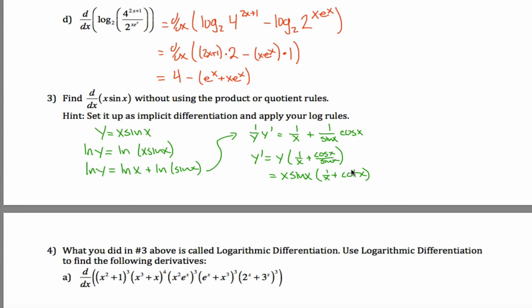Yeah, I'll show off cosine over sine. I know that's cotangent, so I'll write that like that. But here's y prime, and I didn't use the product or the quotient rules. This trick that I just used is called implicit differentiation, and that's what we're going to be doing on, it's called logarithmic differentiation. And it's what I'll be doing on the second page of this worksheet, which I will do in the next video.